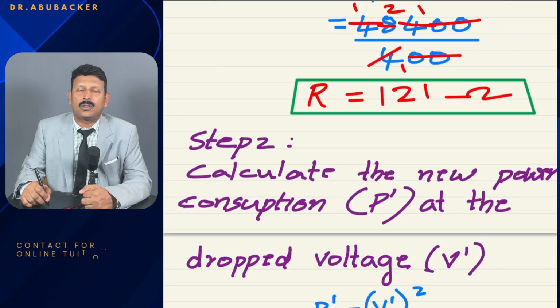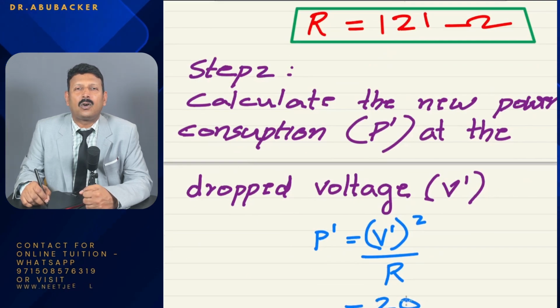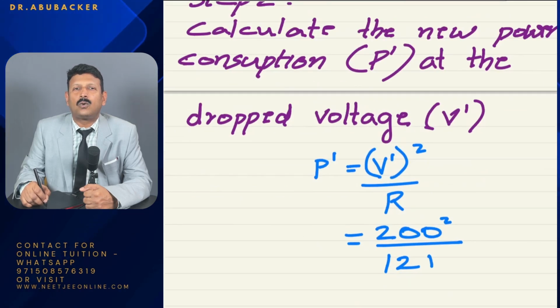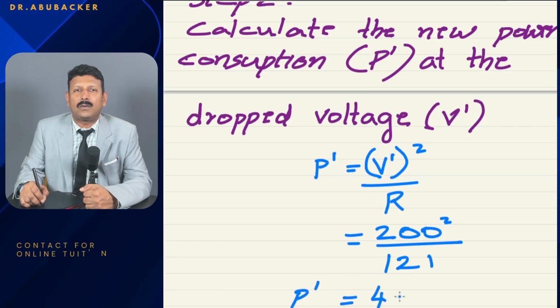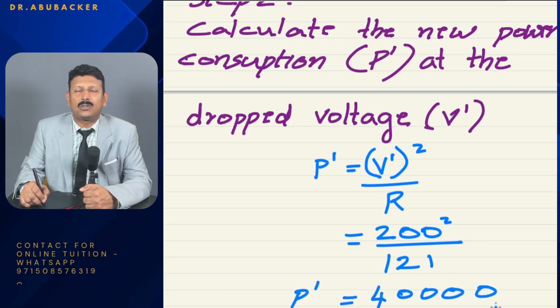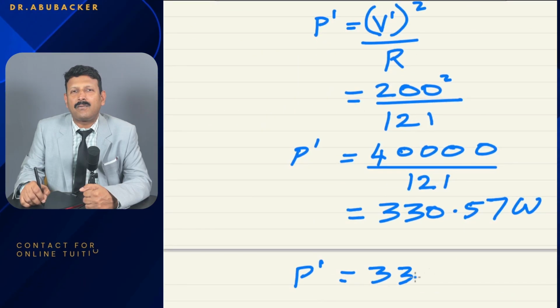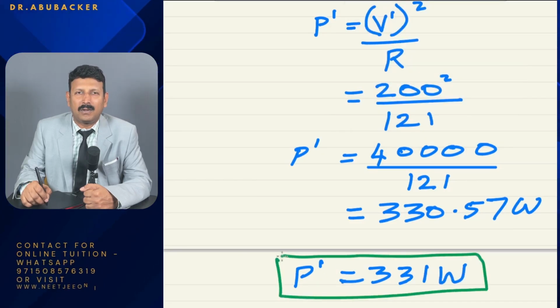Why V square by R? Because in the place of I, if you apply V by R, you will get it. So V square by R, V dash I put, because you know the new voltage. So 200 square divided by 121. P dash is equal to 200 square divided by 121. 200 square: 2 square is 4 and 4 more zeros here, because 2 zeros are there already. So 40,000 divided by 121 is equal to 330.57 watt. 331 watt is the rounded whole number. Then we will look into the answer key now.